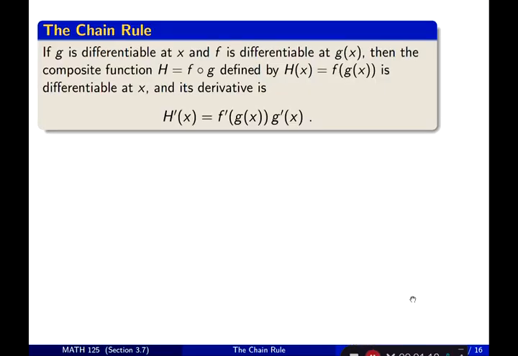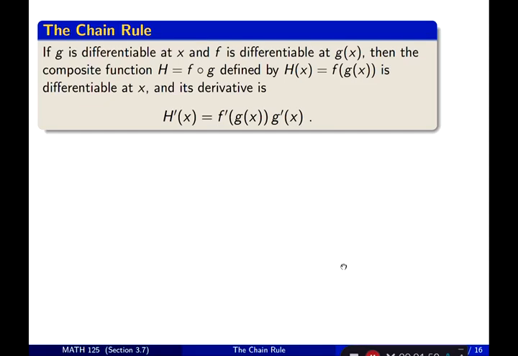Now let's go to the chain rule. If g is differentiable at x and f is differentiable at g of x, then the composite function h equal to f of g, defined by h of x equal to f of g of x, is differentiable at x. And its derivative is h prime of x equal to, the formula comes now, f prime of g of x times g prime of x.